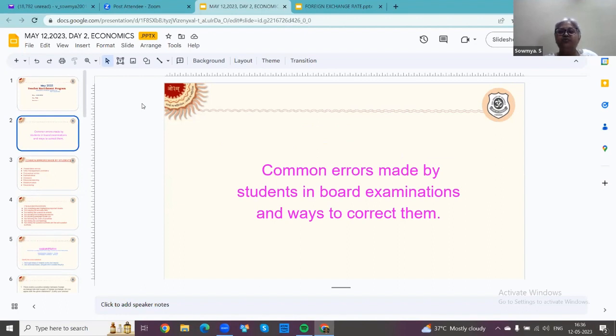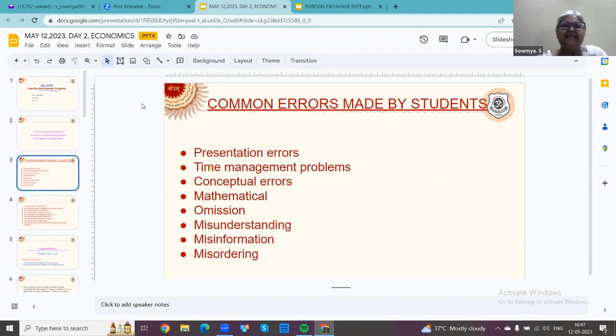We move on to the topic straight away. And today's topic is the common errors made by students in board examinations and how we go about correcting them. So maybe we'll just move on, discuss some content, and then we'll be back to what tricks you people have up your sleeve to tackle such errors.